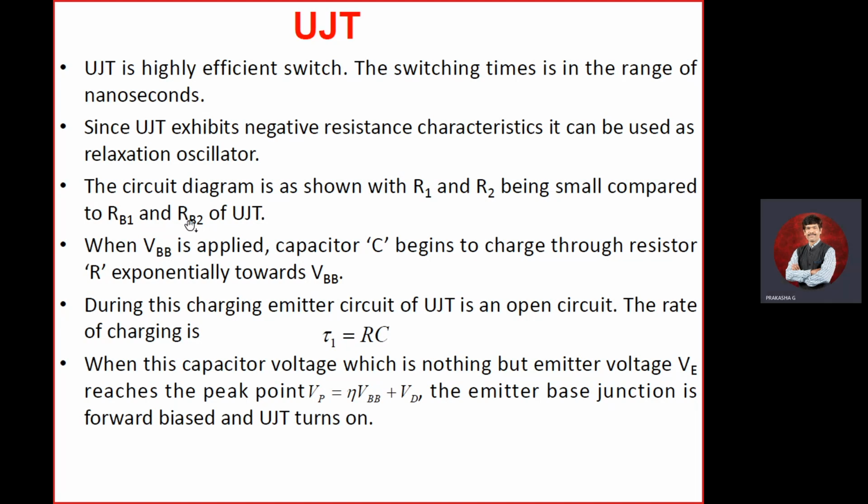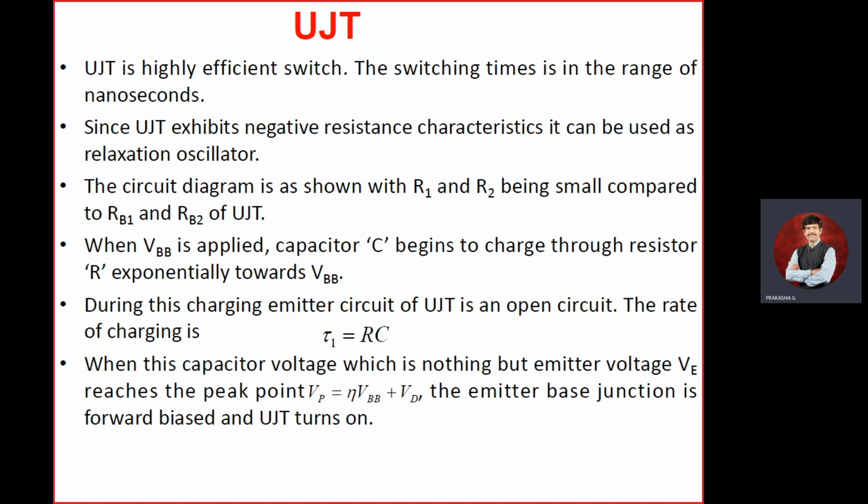RB1 and RB2. You know UJT, that is a transistor. It looks like this. This is your collector, emitter, base. We will be having resistors RB1 and RB2 here. The circuit diagram is shown with R1 and R2 being small compared to RB1 and RB2. RB1 is towards the collector, RB2 towards the emitter.